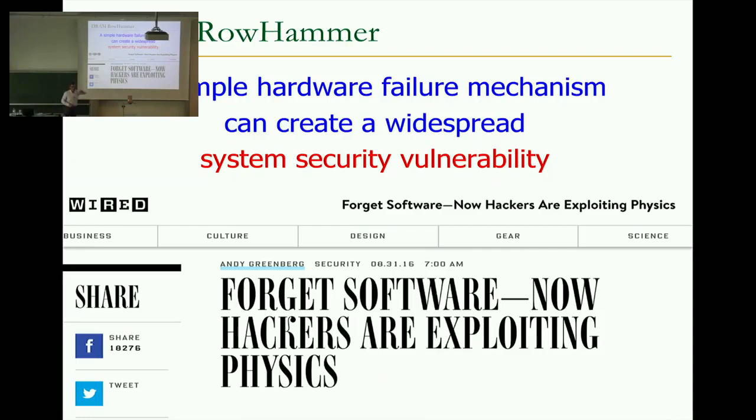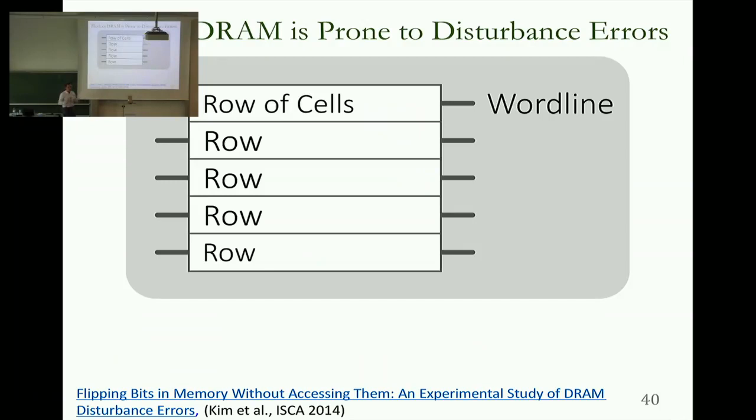What's happening is very simple. It's actually very fundamental to memory. Whenever you're reading one location, you're disturbing adjacent locations. If the cells are too close to each other, that disturbance effect becomes even more powerful because the electrical isolation between the cells is not enough. In DRAM, you have rows of cells, multiple rows. If you want to access a cell in this row, you activate that row.